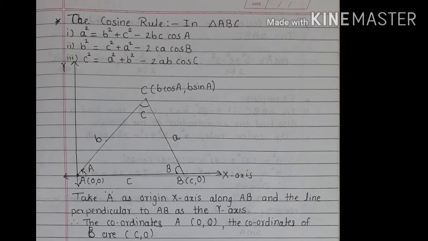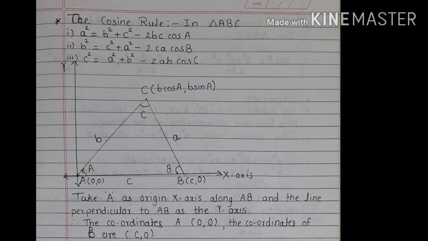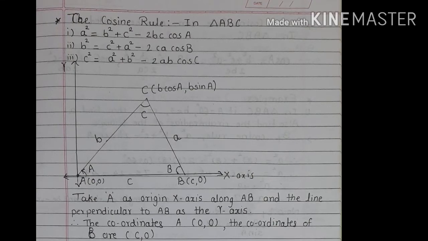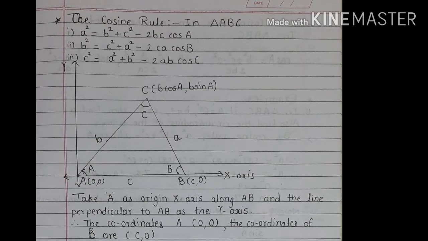b square is equal to c square plus a square minus 2ca cos B, and c square is equal to a square plus b square minus 2ab cos C. To prove this cosine rule, we are going to take triangle ABC as an oblique triangle, that means which is not a right angle triangle.